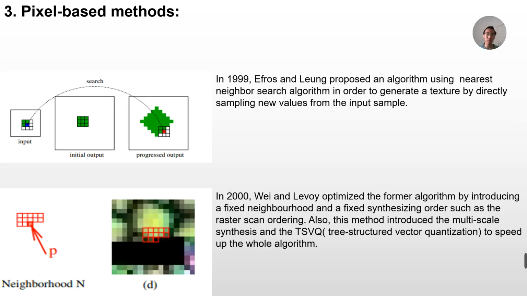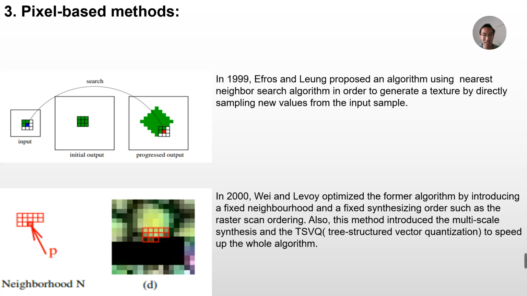First, I will introduce the pixel-based methods, and as we can know from the name, this kind of method synthesizes the output texture pixel by pixel. In 1999, Efros and Leung proposed an algorithm using the nearest neighborhood search in order to generate a texture by directly sampling new values from the input sample.